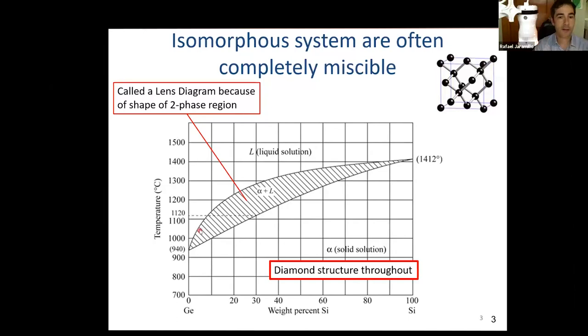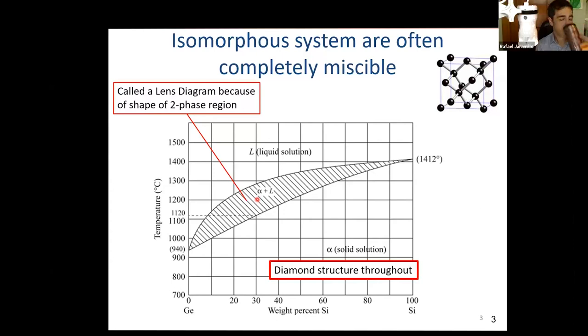So what happens if I prepare a system with 30 weight percent silicon at 1200 degrees C? What happens at equilibrium for that system? Does anybody know? Is it a phase transformation? You could call it a phase transformation. If you wait long enough, what is your final phase composition going to be? What will you find in your system if you wait long enough for the transformation or the spontaneous process to complete?